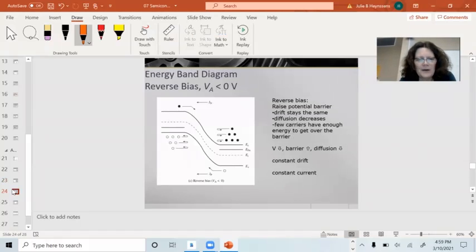Put it in reverse bias, now it gets way steeper. My diffusion current's still going on. All of the electrons that are stimulated by the electric field, by the voltage, don't have enough energy to get across that barrier and they get turned away. So now I'm completely dominated by diffusion current. And we've talked about all these ideas.